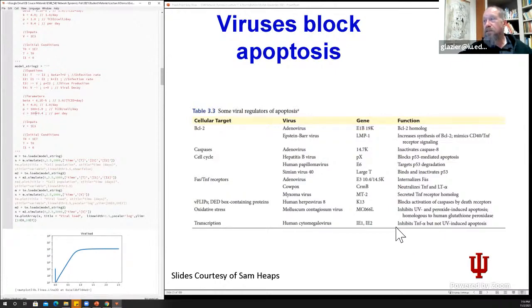And you'll notice that if you look at the viruses that directly inactivate or block P53, several of these are associated with cancer. Papilloma virus, particularly, is a cancer-inducing virus. Hepatitis B can cause liver cancer. I don't actually know about simian virus 40. I don't know whether that's cancer associated or not. Herpes virus is also associated with tumor formation and potentially cancer.